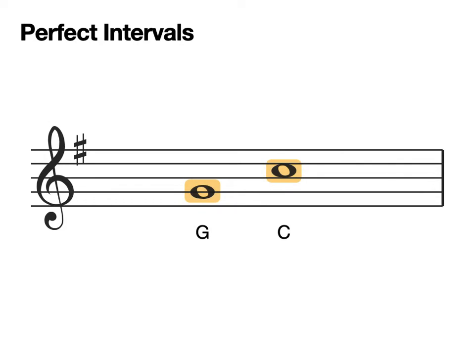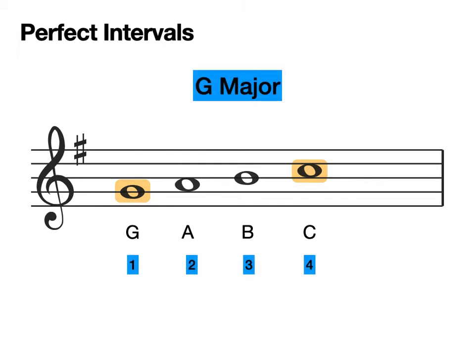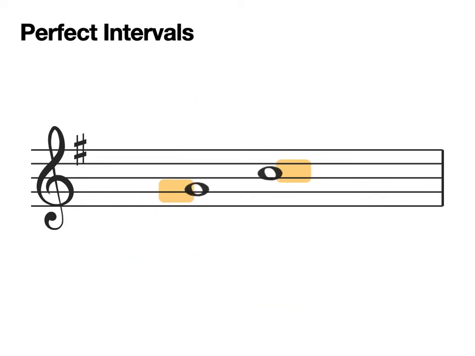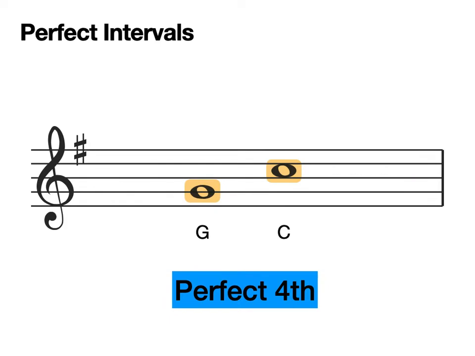So what interval do we have here? At the bottom we have a G natural, and at the top we have a C natural. So let's write out the beginning of the G major scale and see which number note C is in that scale. As you can see, C is the fourth note of G major, making this interval the interval of a fourth. Now, because it's a fourth, it has to be a perfect fourth.